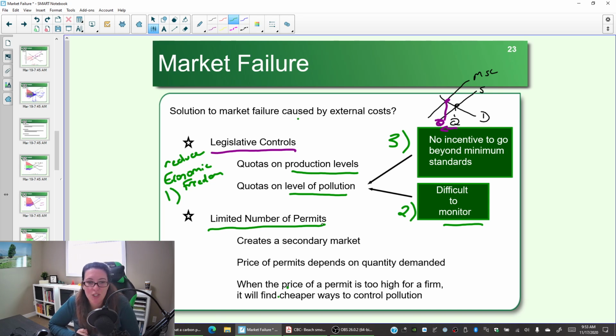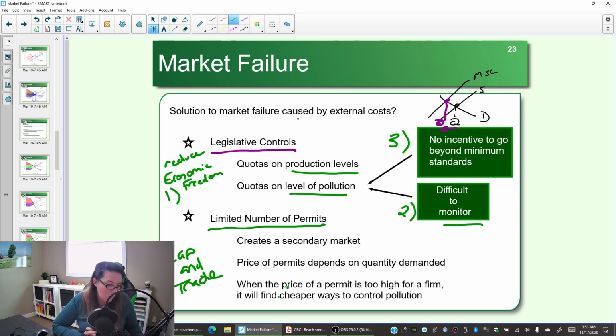And the third solution creates a secondary market where you can buy and sell pollution permits. This is cap and trade. So perhaps you've heard of cap and trade. There are a number of different instances where cap and trade is used.